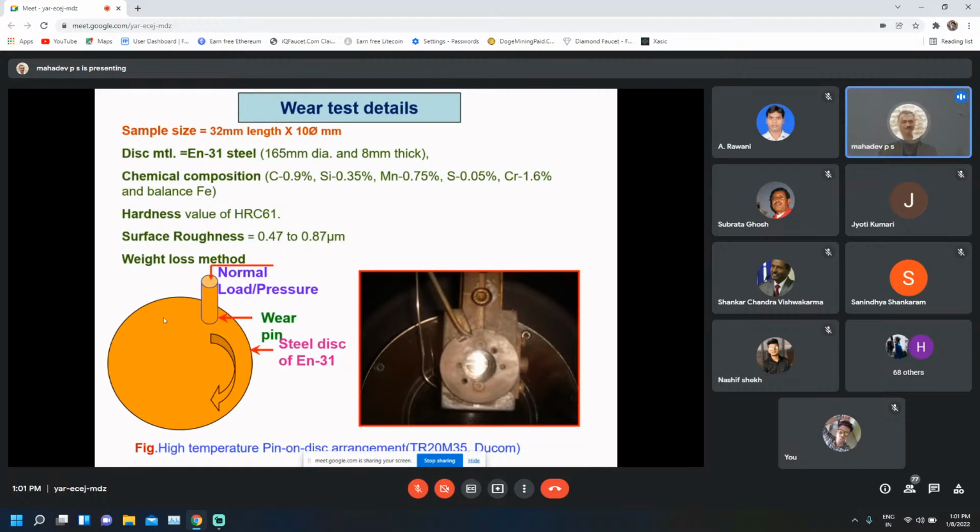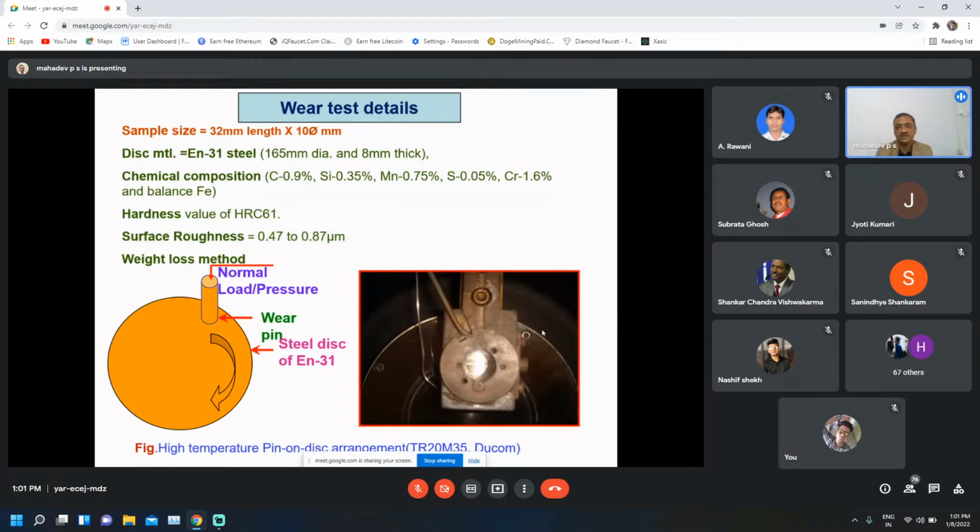This is the disc material, having a composition of 0.9% carbon, silicon, manganese, sulfur, chromium, and balance iron. This is called EN31 steel. It has dimensions of 165 mm diameter and 8 mm thickness. It has a hardness of HRC 61 and a surface roughness of 0.47 to 0.87 micrometer.